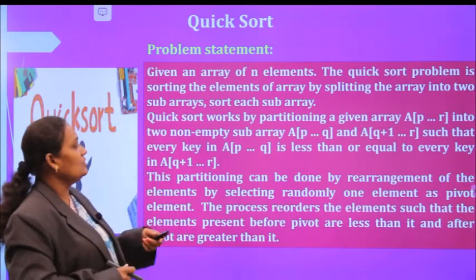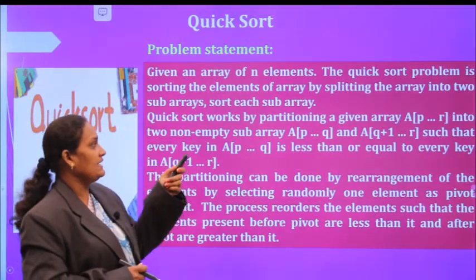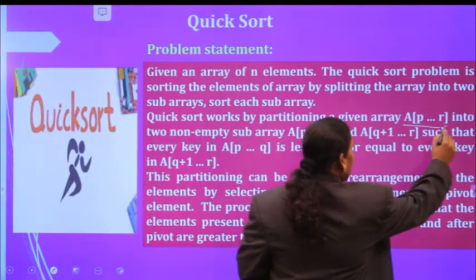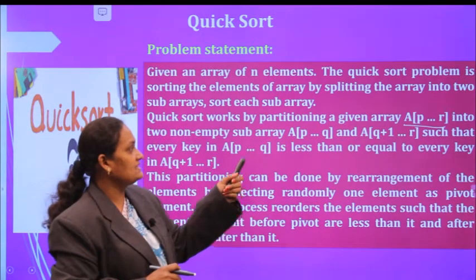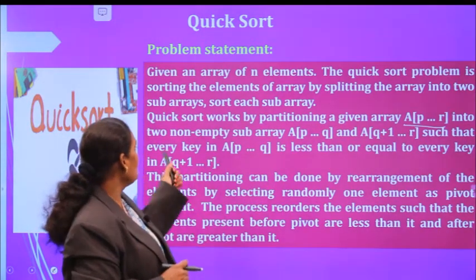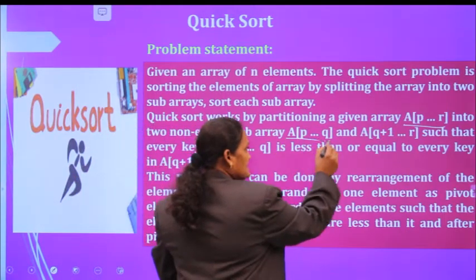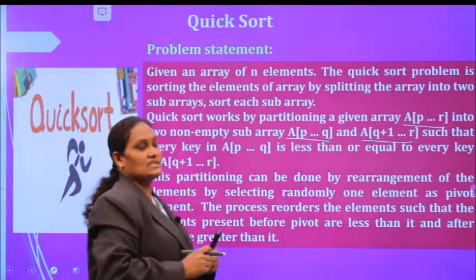Now here, how does quicksort work? Quicksort works by partitioning a given array A[P to R], where P is the low index and R is the high index, into two non-empty subarrays. The first subarray is A[P to Q] and the second subarray is A[Q plus 1 to R].